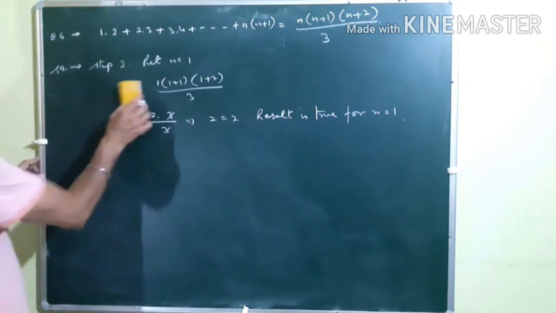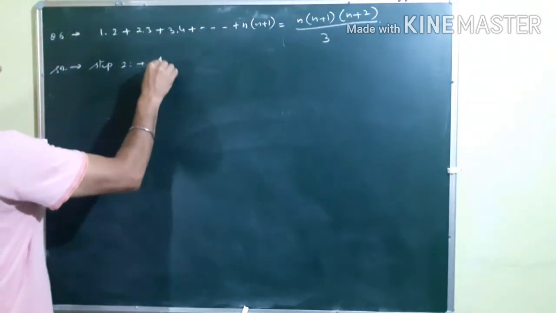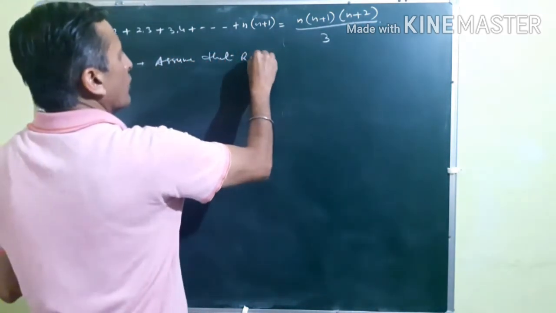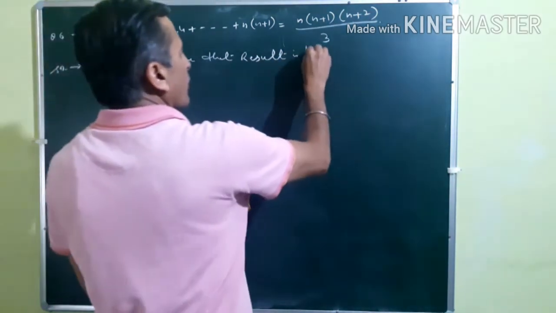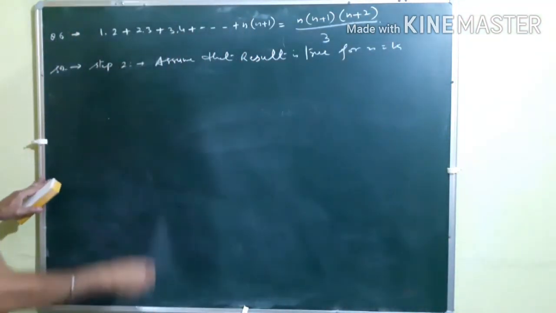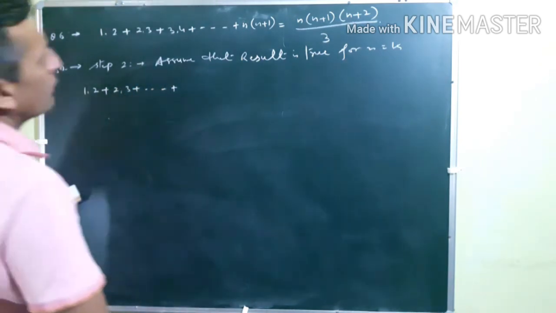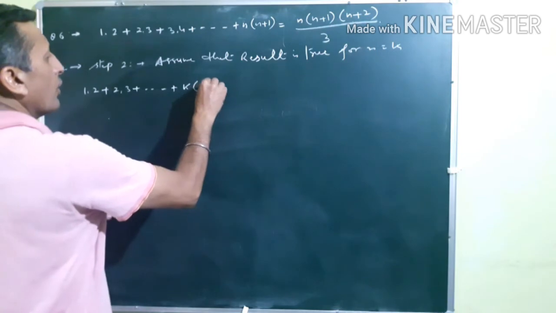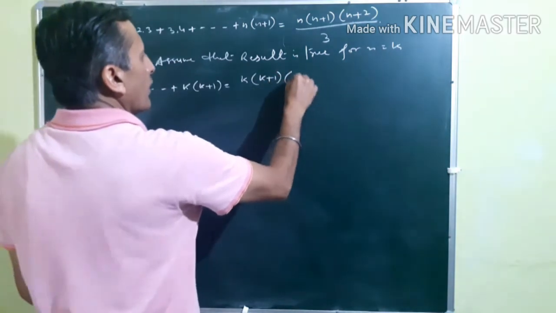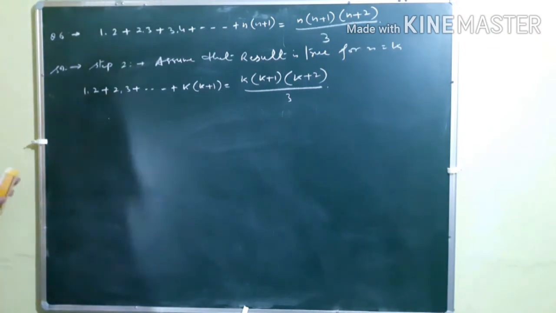From step number 1 we showed that this result is true. Now step number 2, here we have to assume that the result is true for n is equal to k. Means what was the concept? That is 1 into 2 plus 2 into 3 and so on, up to k into k plus 1, is equal to k into k plus 1 into k plus 2 upon 3. So we assumed that this result is true.